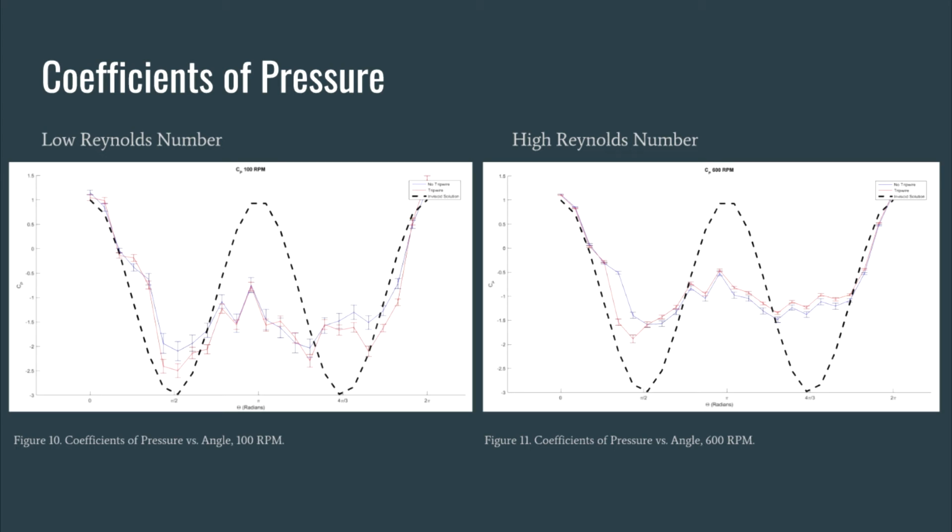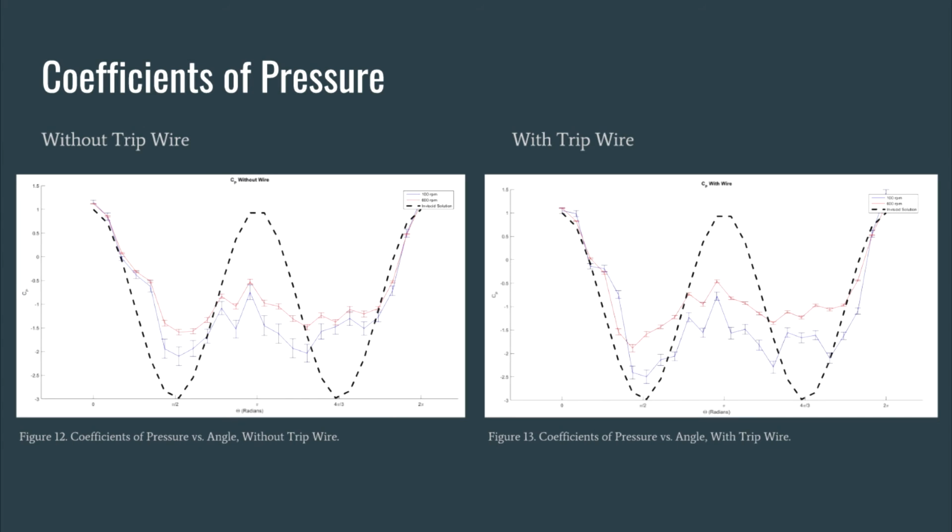A trend can be noticed that the real data matches up closely to the inviscid solution on the front side of the cylinder, about from negative pi over 2 to pi over 2, but does not represent pressure behind the cylinder very well at all. This is because a Kármán vortex with very low pressure is created right behind the cylinder. Here the team has plotted the pressure readings with and without the tripwire attached.